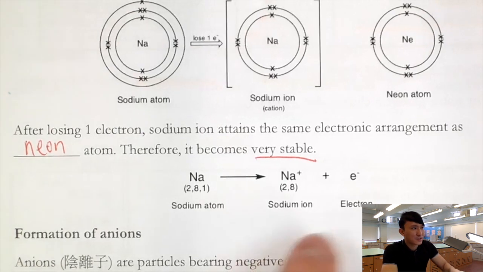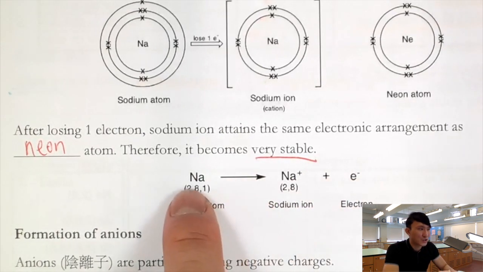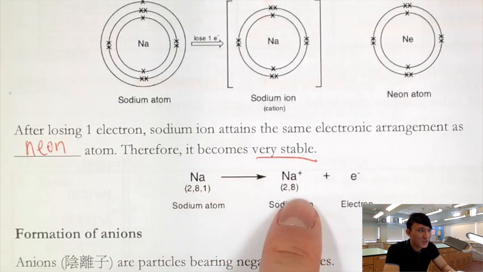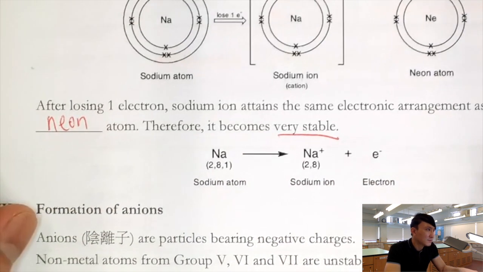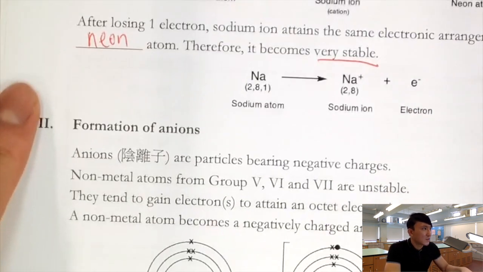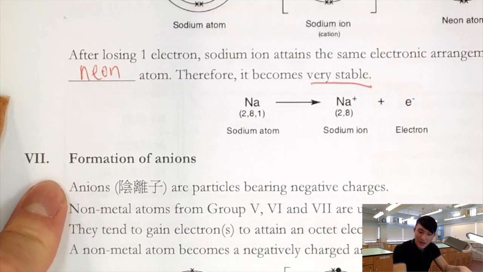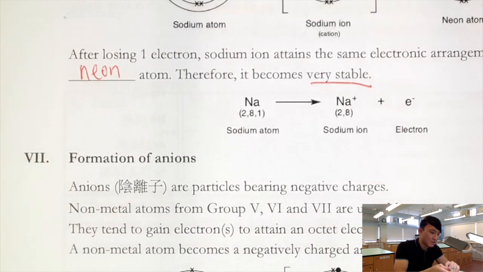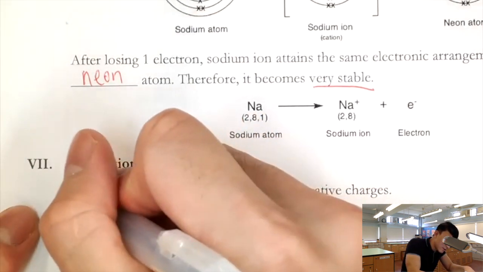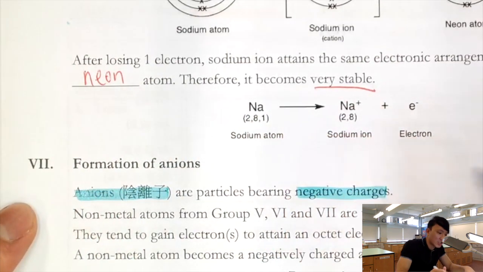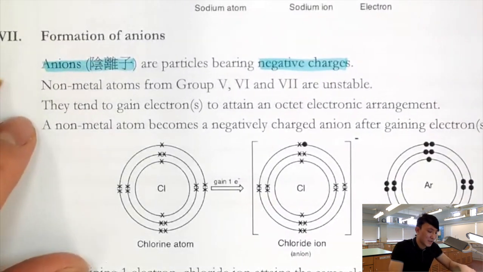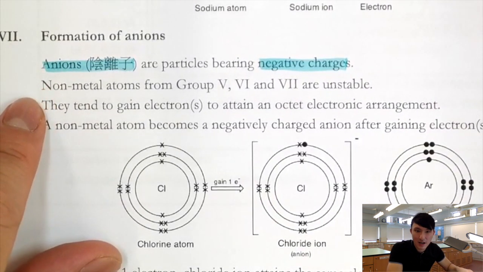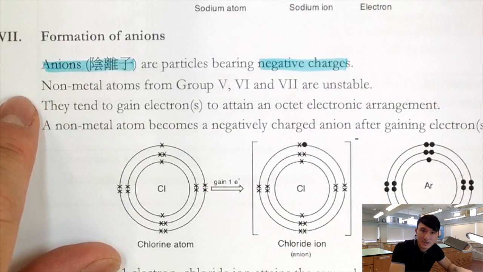Okay? Now this is using an equation to show you how the sodium atom becomes sodium ion. It loses 1 electron and the electron exists as a product. Okay? Now, down here, formation of anion. So anions, first of all, they are negatively charged. Okay? So this time, it is the non-metal atoms that have a high tendency to form anions.